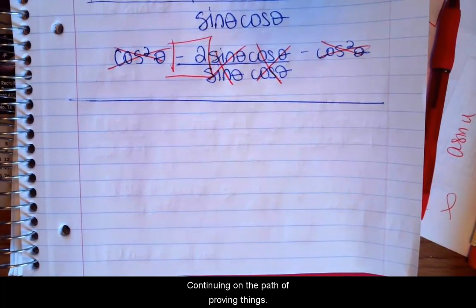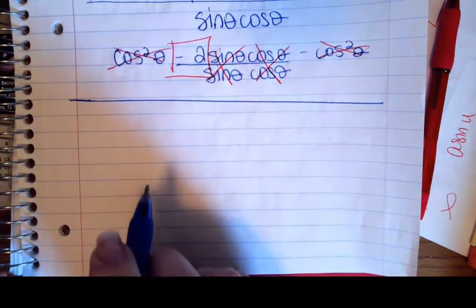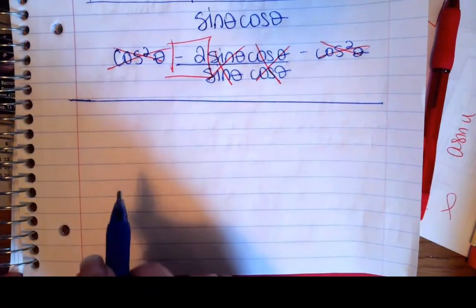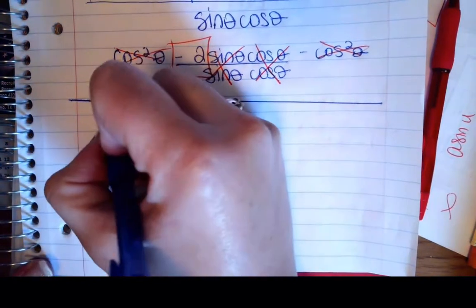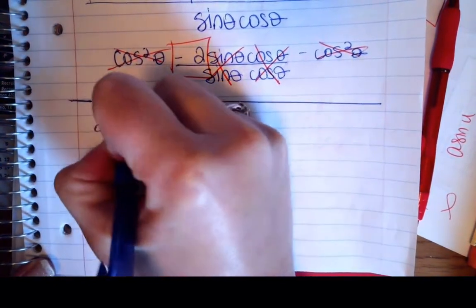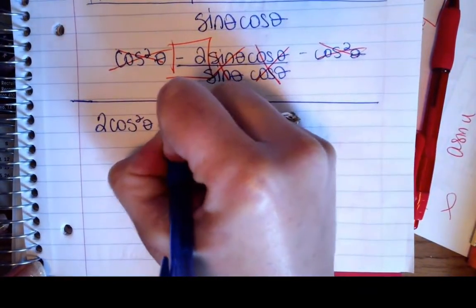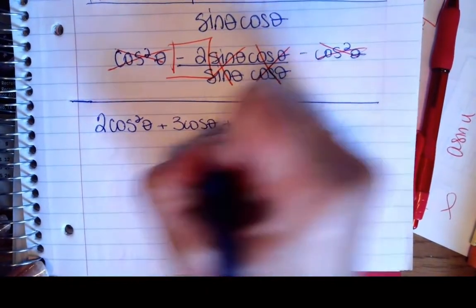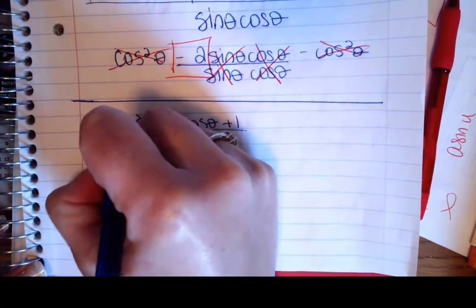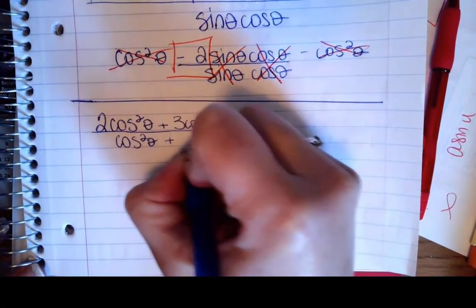Continuing on the path of proving things, we're going to take some little shortcuts just to make life easier, and you're going to find this is going to be your friend when you get into calculus. It's just called U substitution. So, for instance, if I've got 2 cosine squared theta plus 3 cosine theta plus 1 over cosine squared theta, and then plus 2 cosine theta plus 1.